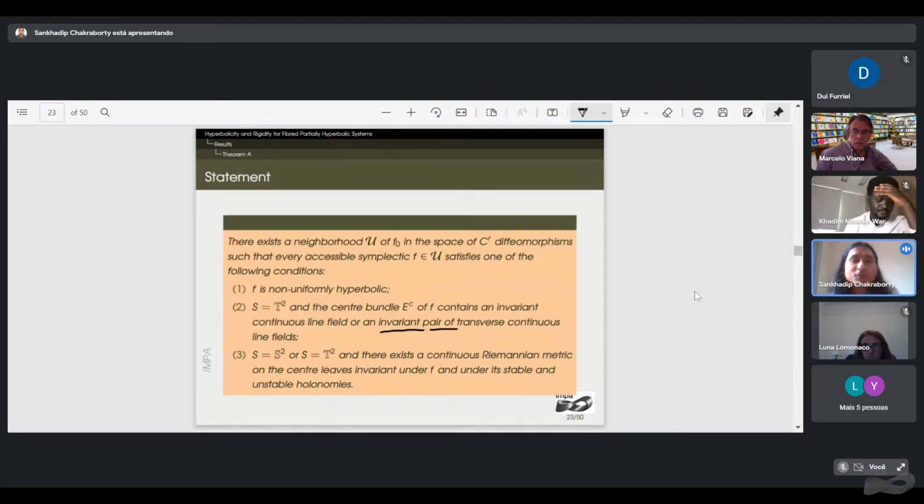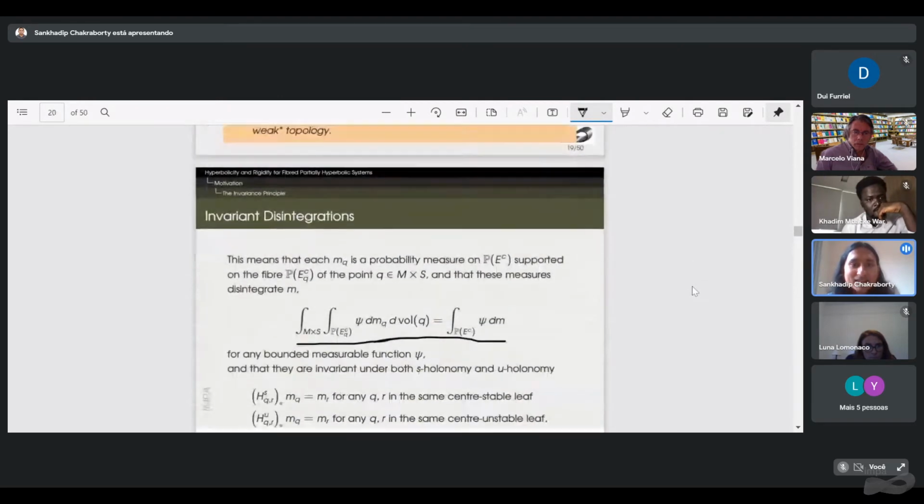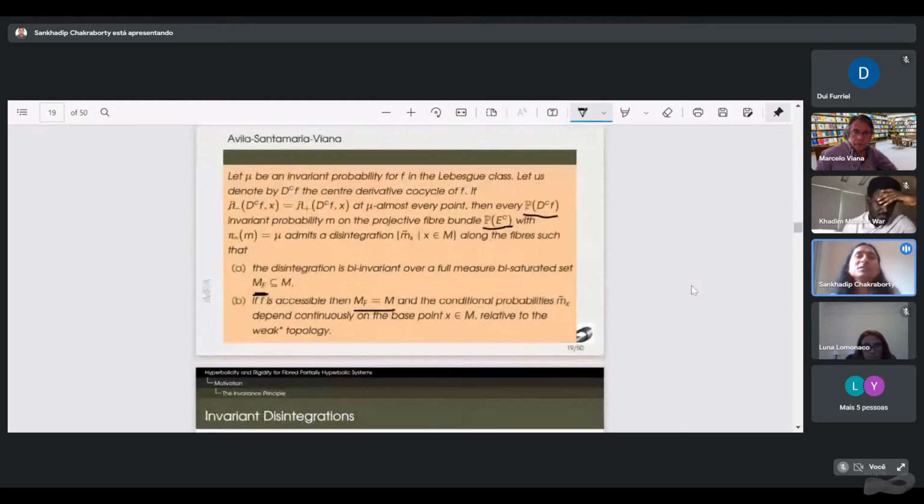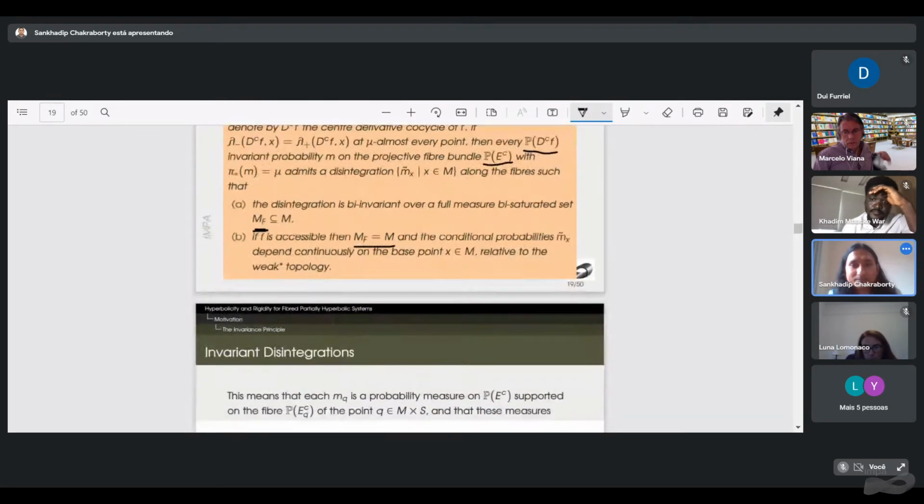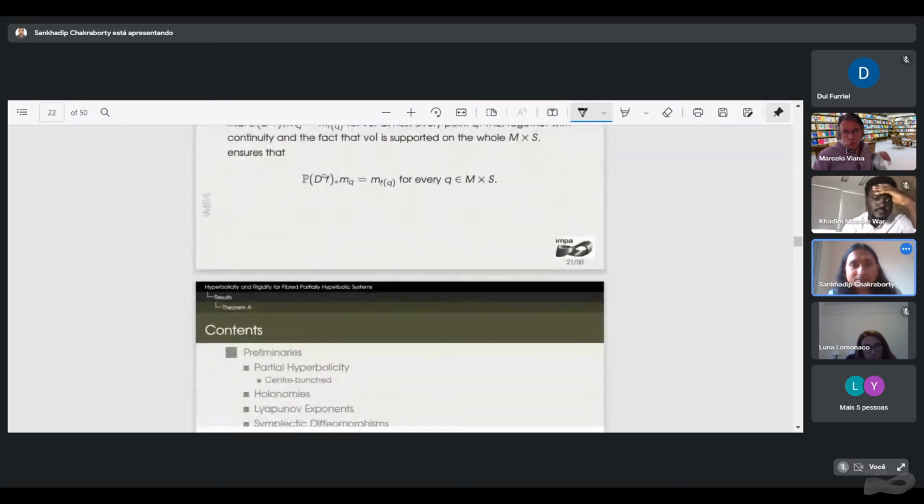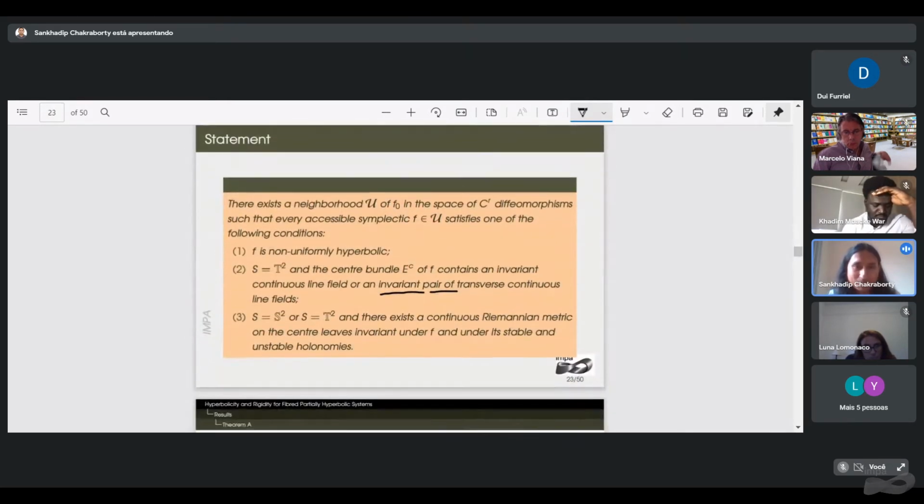What happens in the proof is that we start from the invariance principle. The invariance principle just gives us the invariant probabilities, the disintegration, right? So we bootstrap that. We start with little information, and we try to see how much more we can get from that little information. That is what's going to happen here.